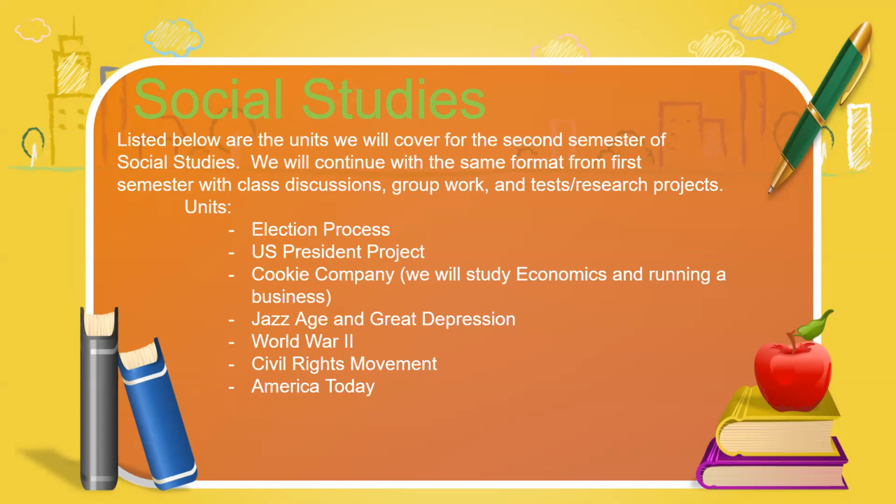Each student will be picking a president to research, and then students will have a presentation at the end of the project. And then we'll move into Cookie Company before spring break, and we'll study the economics and running a business with Cookie Company in social studies. And then after spring break, we will move into Jazz Age and Great Depression, and then World War II, the Civil Rights Movement, and then America Today.